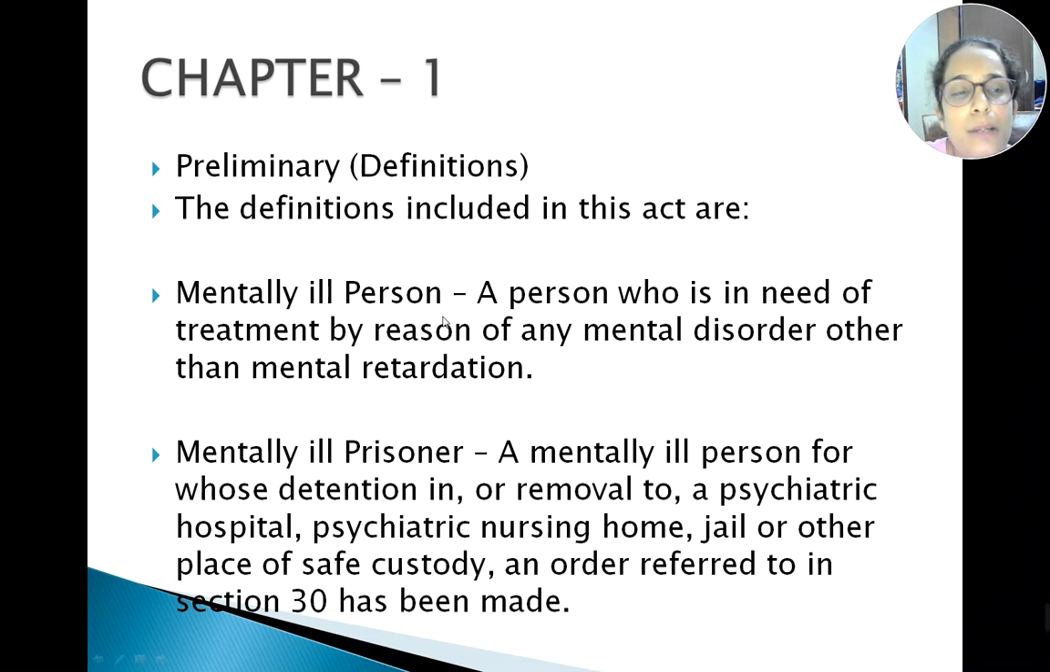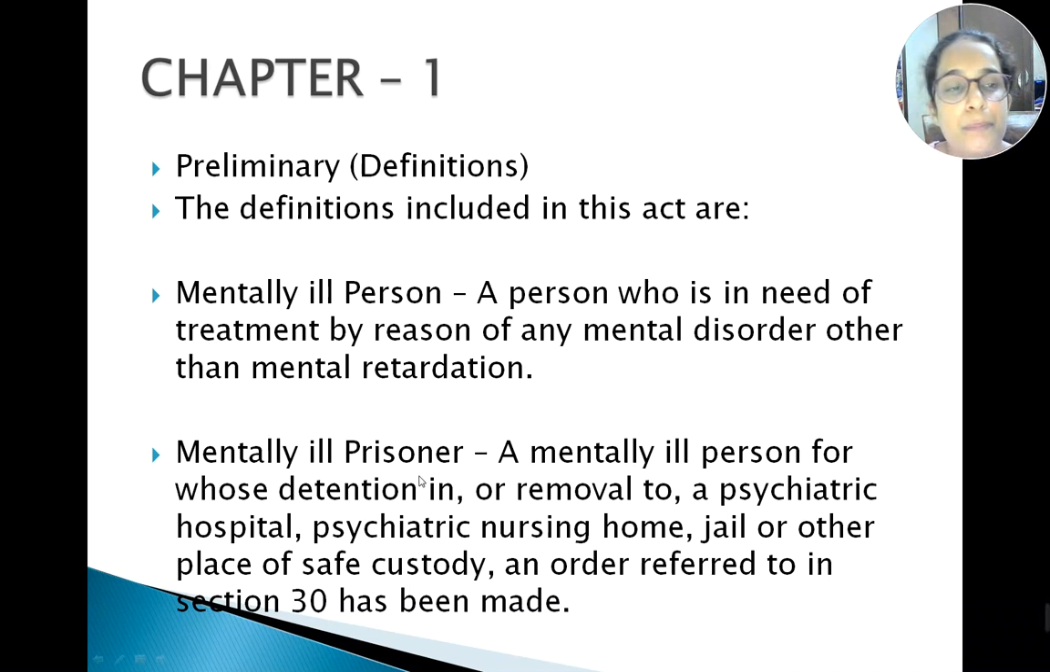So first is the mentally ill person. This definition defines to whom we will say that this is a mentally ill person. We can't say mentally ill person to anybody. So a person who is in need of treatment by reason of any mental disorder other than mental retardation. Means mental retardation patients are not considered mentally ill patients. They are mentally retarded but they are not mentally ill. So for those persons who have a mental disorder only, we can use the term mental illness, that is, mentally ill person.